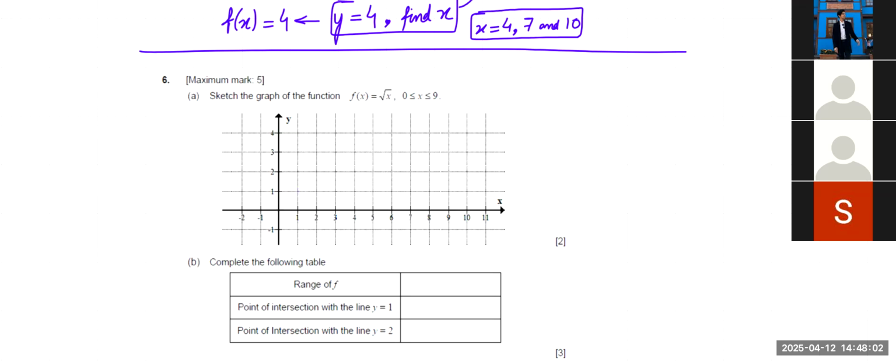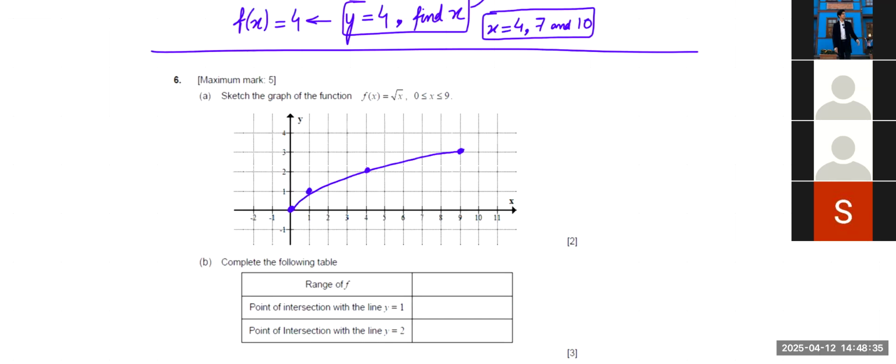So the ones that are obvious are 0, because the square root of 0 is 0. The square root of 1 is 1. The square root of 2 and 3 are not obvious, but square root of 4 is 2. Square root of 9 is 3. So I can put the obvious points and just connect them with as nice of a line as I can. Okay, so that's the sketch of my graph. Again, this is wrong because it says from 0 to 9, so I have to end at 9. Okay, so that's going to be my sketch of the function. Is this clear?